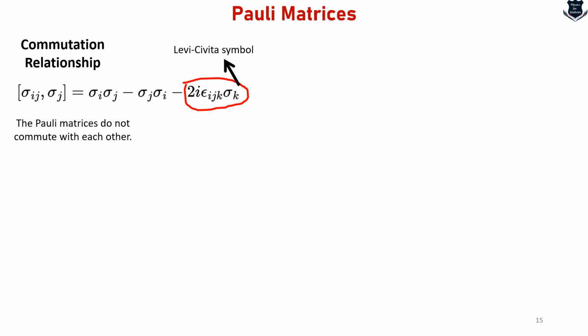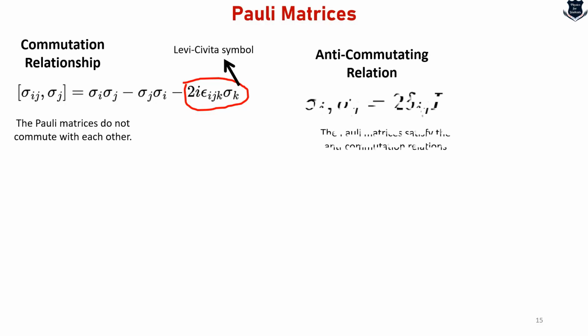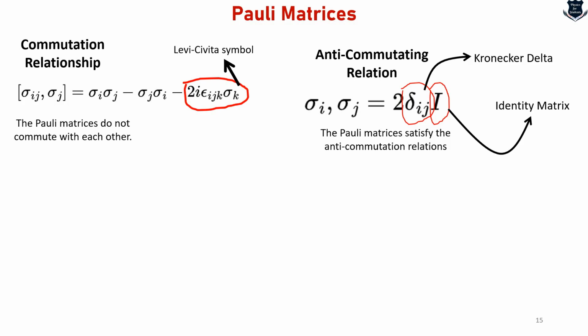Now, you might have a question: why do Pauli matrices, which do not commute, get represented by the Levi-Civita symbol? I will take up Pauli matrices separately in a video and explain the significance of using the Levi-Civita symbol here. Yes, the Pauli matrices satisfy the anti-commutation relations, and here you can see this one is basically the Kronecker delta and I is basically the identity matrix. I will later discuss what the Kronecker delta and Levi-Civita symbol are.